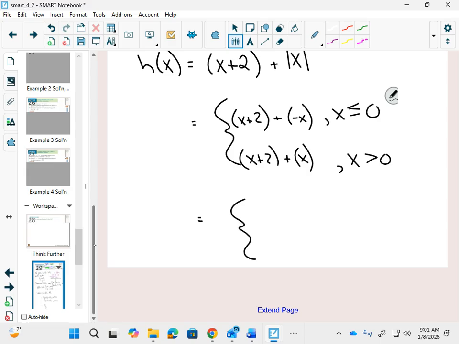Now, if we can do algebra, which we couldn't do before when we had the absolute value, what's x plus negative x? That goes away. You just get 2 when x is less than or equal to 0. And when x is this, these are like terms, I would get 2x plus 2 when x is bigger than 0.